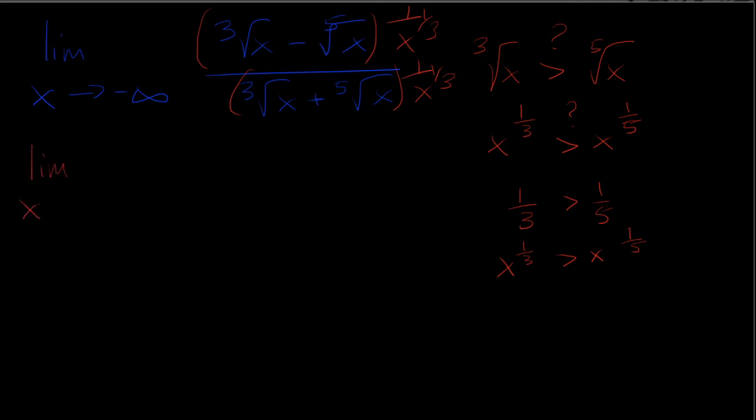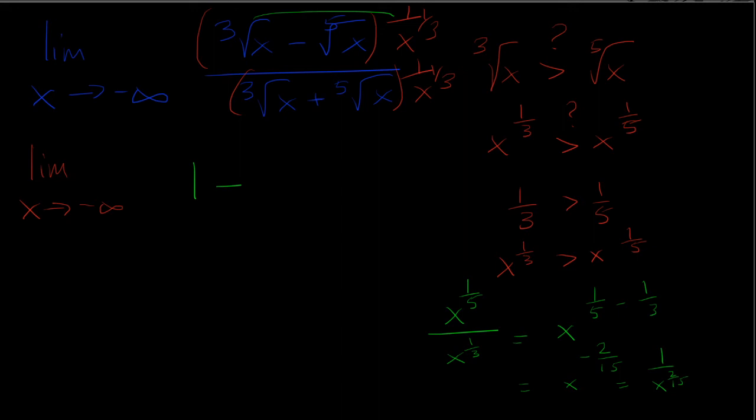Okay, so let's try this. Limit as x approaches negative infinity. Now, if I distribute, the cube root of x just cancels, and we'd be left with 1. And then I'll multiply fifth root of x with 1 over x to the 1/3. I can rewrite that as x to the 1/5 over x to the 1/3. And here I can subtract the exponents. It'll be x to the 1/5 minus 1/3, which is x to the negative 2 over 15, which is 1 over x to the 2 over 15. So on the bottom, the cube root of x's are going to cancel, and I'm left with, again, 1 over x to the 2 over 15.